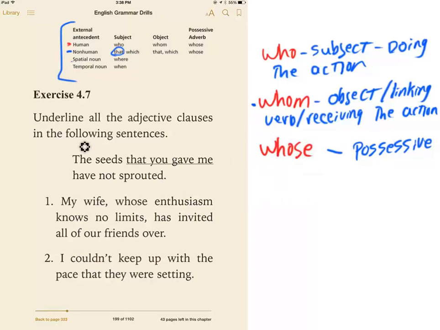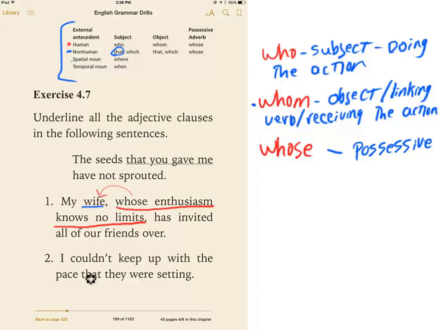Now, my wife, whose enthusiasm knows no limits, has invited all of our friends over. So my wife is the antecedent. Okay, wife is the antecedent. And then this is telling me a little bit more. This is the relative pronoun, whose enthusiasm knows no limits. That's the adjective clause. Whose is the relative pronoun referring to wife because it's human, but whose enthusiasm knows no limits. Well, the wife is the one that has the enthusiasm, so we use the possessive. Has invited all of our friends over.